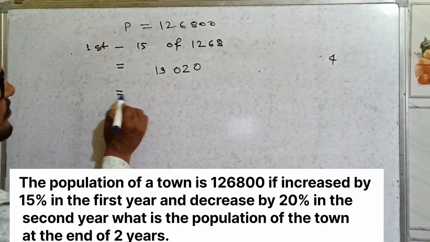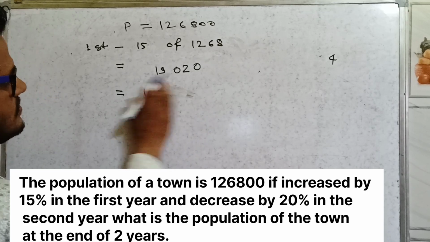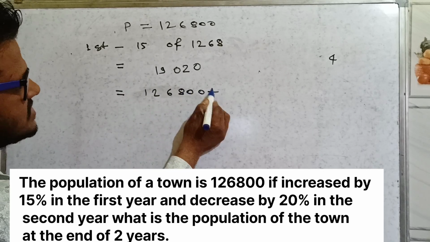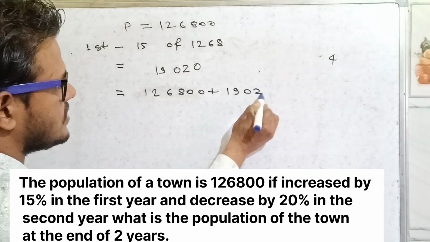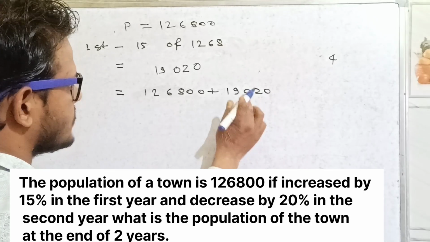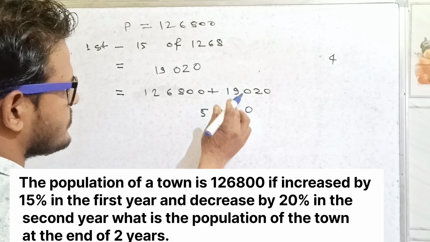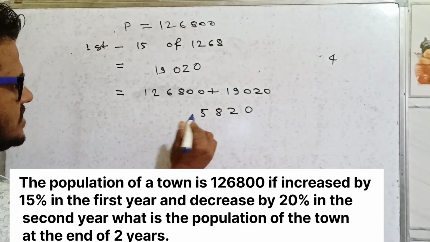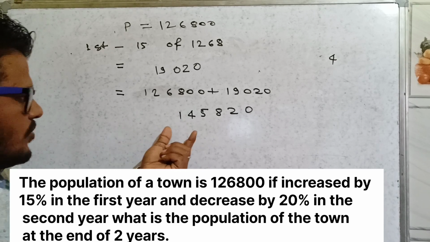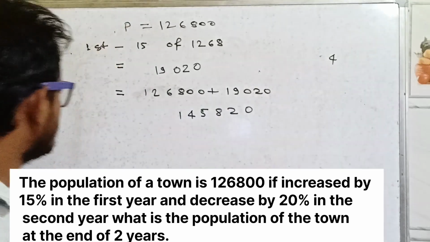So after the increase the population will be 1,26,800 plus 19,020. So 0, 2, 2, 0, and 8 plus 6 is 15 and 1, 1 plus 2 is 3 and 1 is 4 and 1. So in the first year the population is 1,45,820. Now the second year.